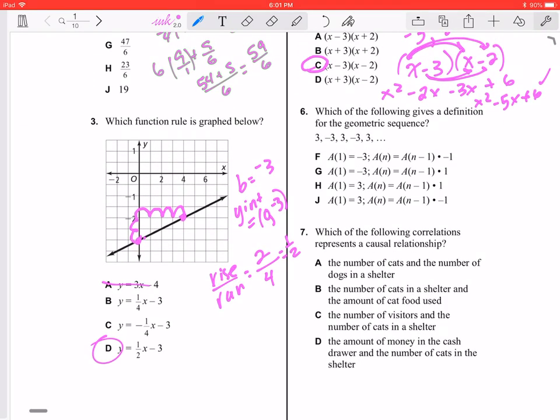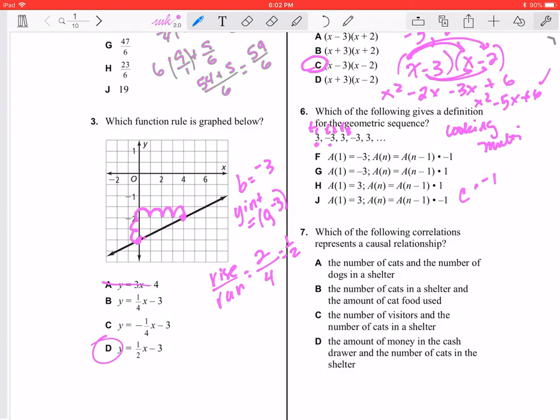Number 6. Which of the following gives a definition for the geometric sequence? Geometric means that we're looking for a multiple. So what am I multiplying each term by to get that value? Well, if I multiply 3 by negative 1, that would give me negative 3. And if I multiply negative 3 by negative 1, that would give me positive 3. So if I multiply the first term by negative 1, that would give me my second term. So this is T1, this is T2, this is T3.